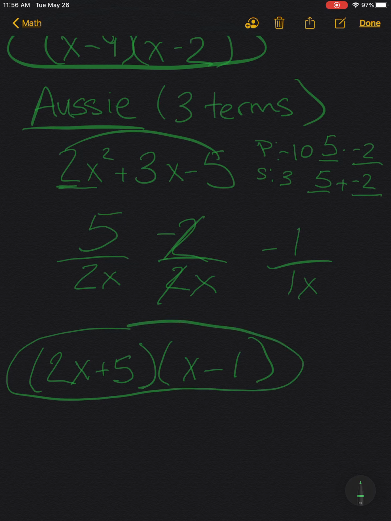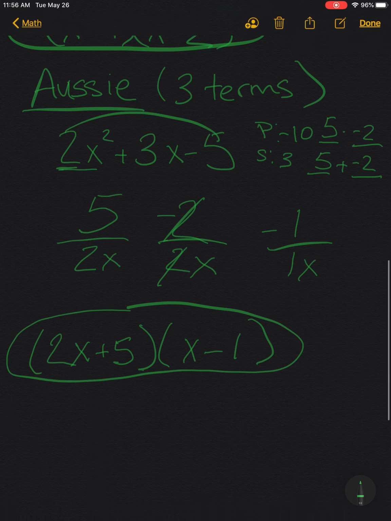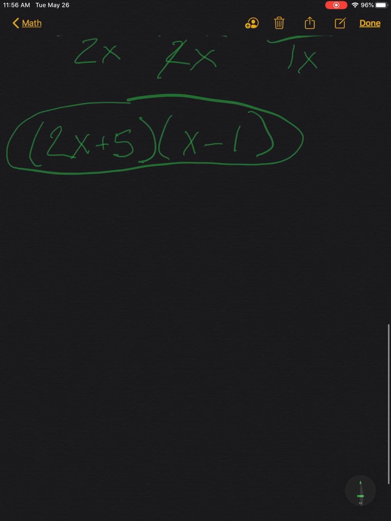Okay? All right, we got two things left to talk about. So now let's take a look at a problem where you might think for a second it's Aussie method, but it's not. So these can be a little tricky. So let's take a look at something like this.